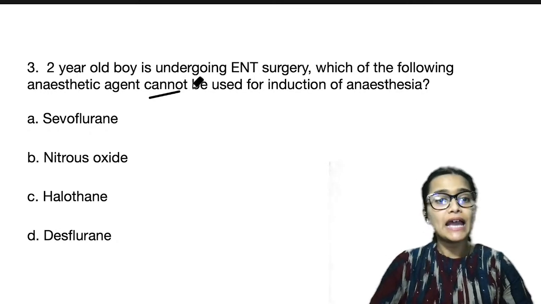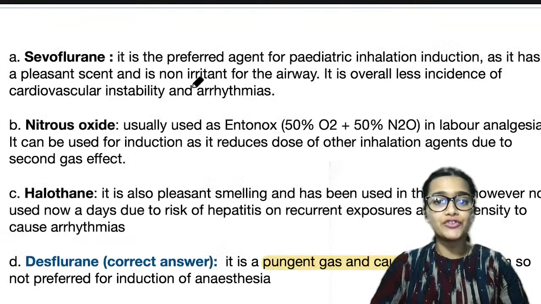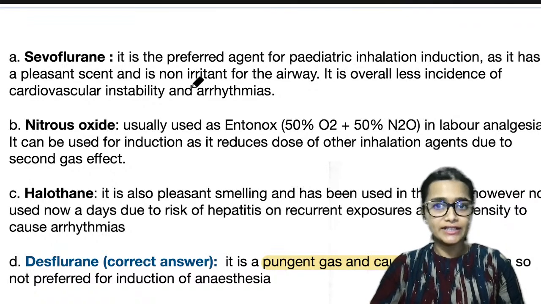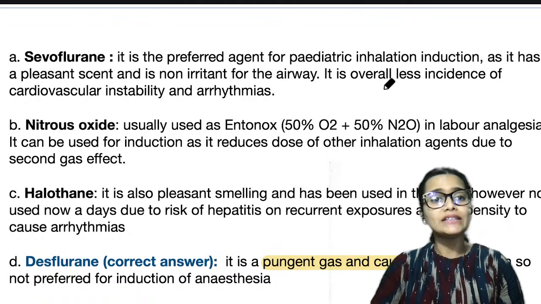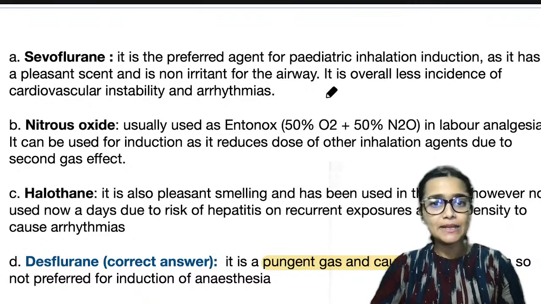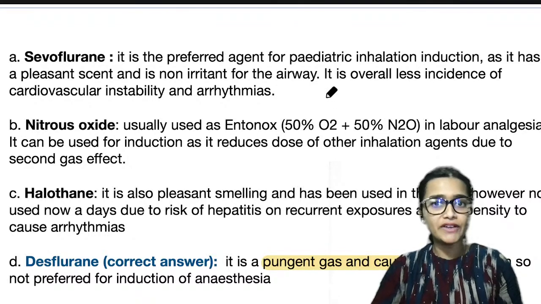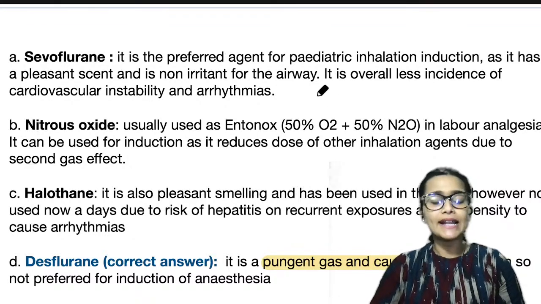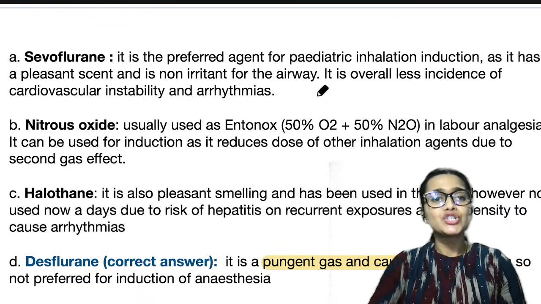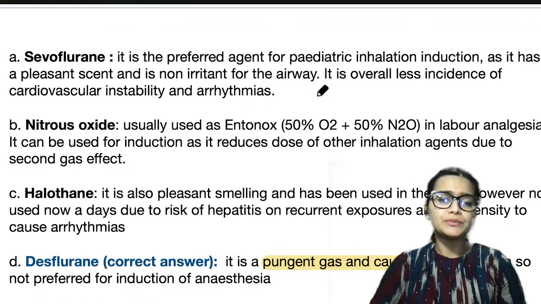Sevoflurane, as we know, is the preferred agent of choice for pediatric inhalation induction. As it's a very sweet smelling gas, it's completely non-irritant to the airways, and overall the incidence of cardiovascular instability and arrhythmias, especially when you infiltrate local, is quite less with sevoflurane. So sevoflurane is in fact preferred.